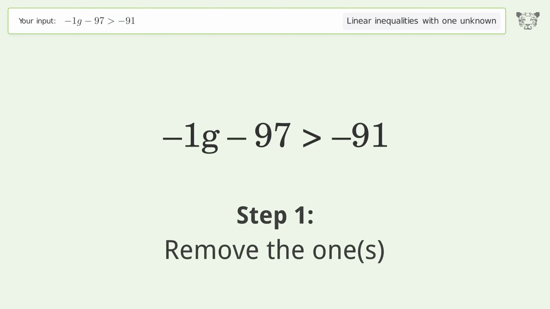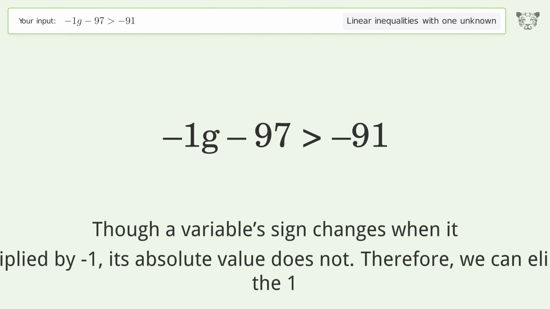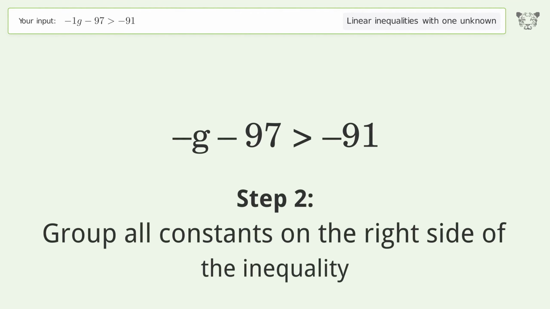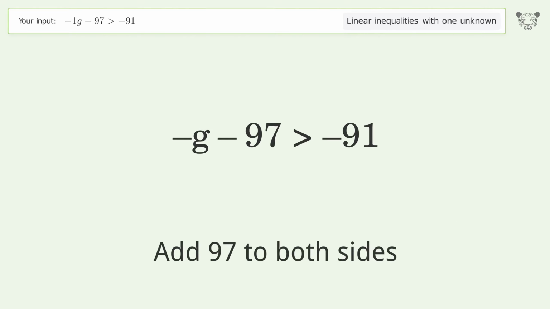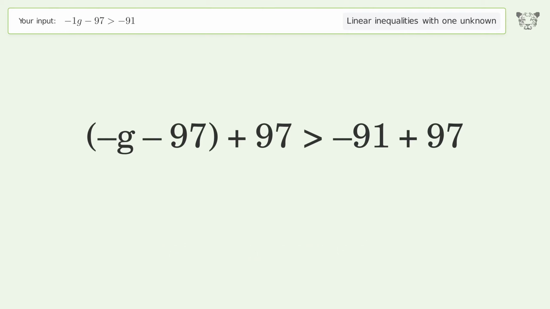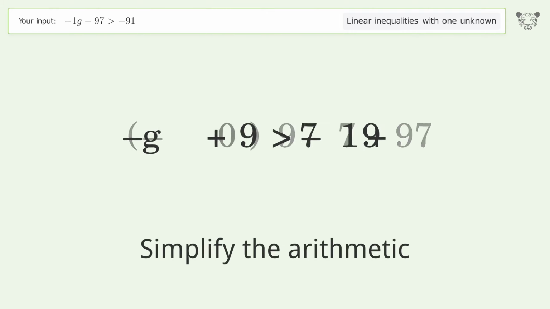Remove the ones. Though a variable's sign changes when it is multiplied by -1, its absolute value does not. Therefore, we can eliminate the 1. Group all constants on the right side of the inequality. Add 97 to both sides. Simplify the arithmetic.